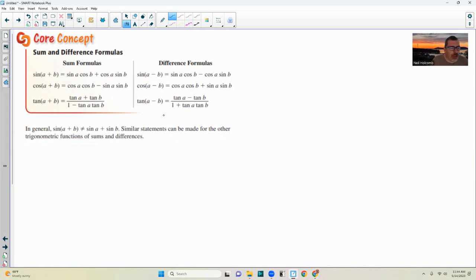Okay, I'm not going to go into detail as to how these are derived or where they came from. We're just going to use these formulas and I will copy and paste them over for our examples. Those are the sum formulas.